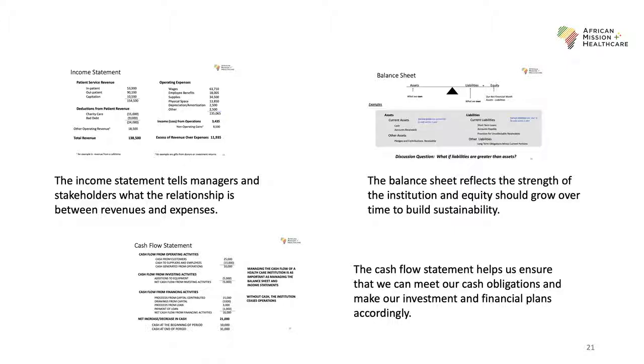The balance sheet reflects the strength of the institution overall, and equity should be growing over a significant period of time for an institution to be, quote unquote, healthy. And so it's really important that sustainability shows a growth in equity. And so over time, an institution is hoping to grow its equity. Even small amounts year over year are positive. The cash flow statement is really the indication of the short-term health of the institution. So, can we pay our cash obligations and make our investments and our financial plans accordingly?